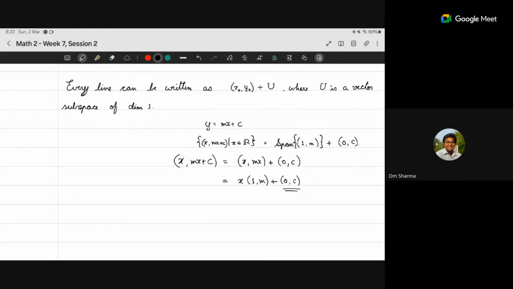Excuse me, sir. Yes, sir. What is the terminology of span, sir? Span is the linear span. So we are in Rn. This is just all possible linear combinations using vectors from the given set. In this case, the set under consideration is a one-element set, (1, m). So linear combinations of (1, m) is just multiples of (1, m).